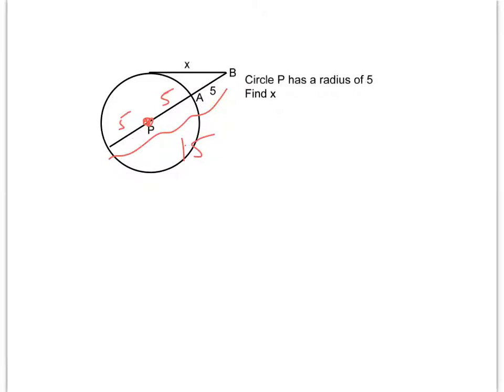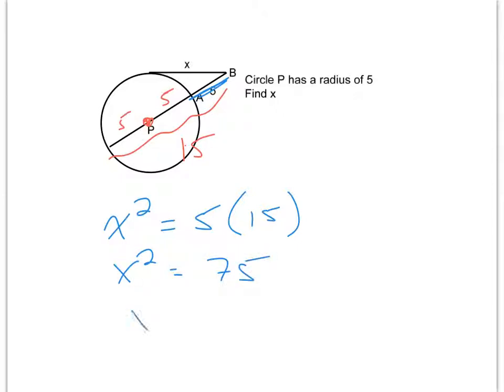So now I know, using my secant tangent power theorem, x squared, that's my tangent part, is equal to the outside part, that's this piece right here, 5, times my total secant segment, which was 15. So x squared is equal to 5 times 15, that's 75. x is equal to the square root of 75, which equals 5 root 3.